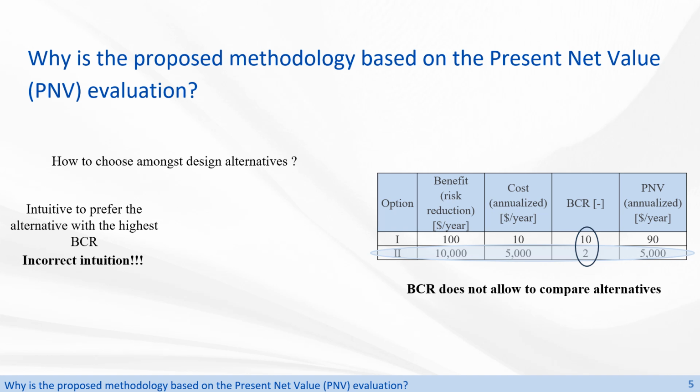Therefore, the BCR doesn't allow comparing the alternatives, and thus the alternative with the highest present value is recommended, and that's why the previously described proposed methodology for the cost-benefit analysis is based on the present value evaluation.